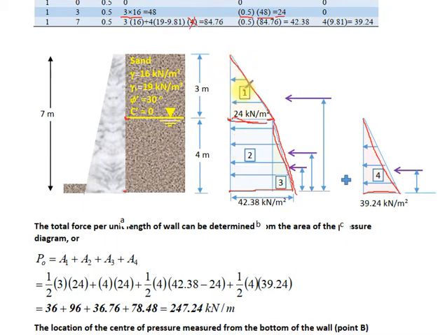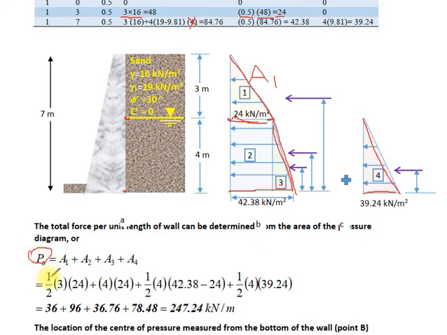A1 is the area of the triangle, A2 is the area of the rectangle, A3 is the area of the triangle here, and A4 is the area of this triangle. P, the resultant force.